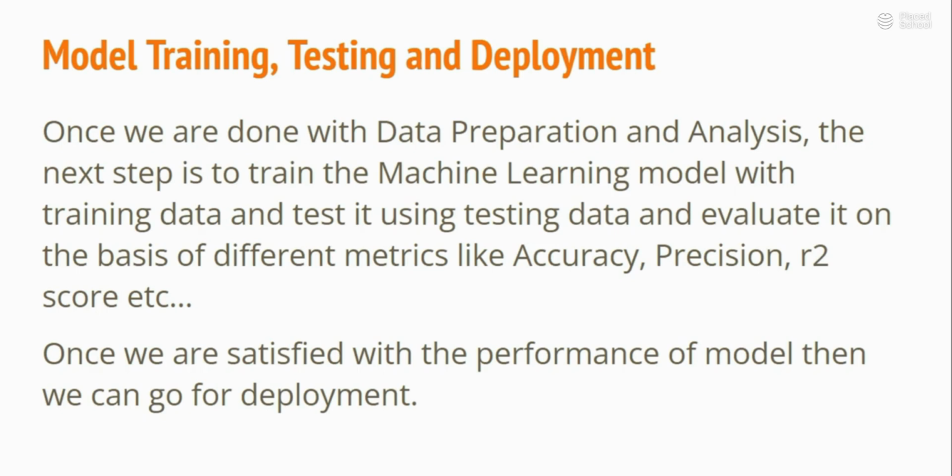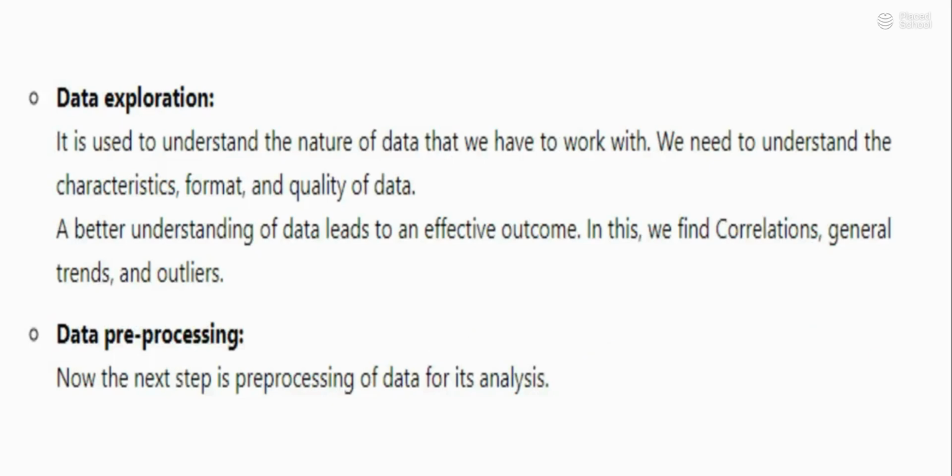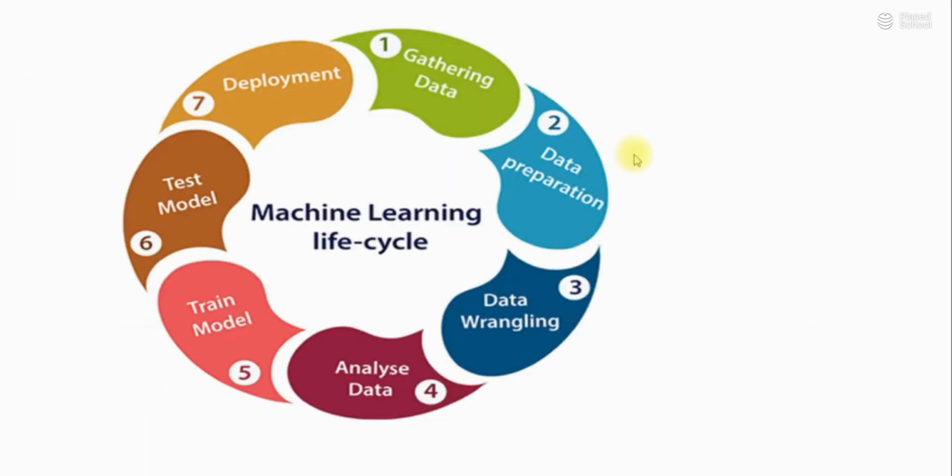We have different metrics to evaluate the performance of our model. Generally we use precision, accuracy, recall, all that for a classification use case, and R2 score, mean absolute error or mean squared error for a regression problem. So based on these metrics, we evaluate the results and understand whether the machine learning model is performing satisfactorily or not. So once we are satisfied with the performance of the model, then we can go for the deployment.